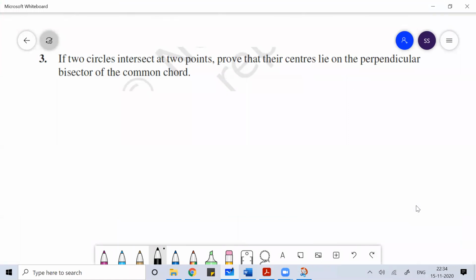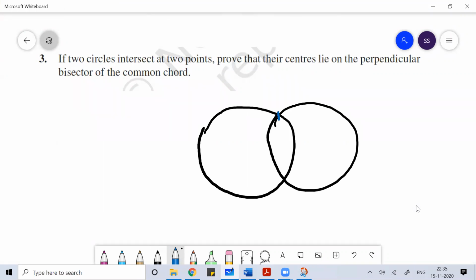If two circles intersect at two points, prove that their centers lie on the perpendicular bisector of the common chord. So this is the common chord, PQ is the common chord, and suppose these are the centers O and O dash. The question is to prove that these centers lie on the perpendicular bisector of the common chord. You know the theorem: if you draw a perpendicular line from the center of the circle on the chord, then that perpendicular line will bisect the chord.